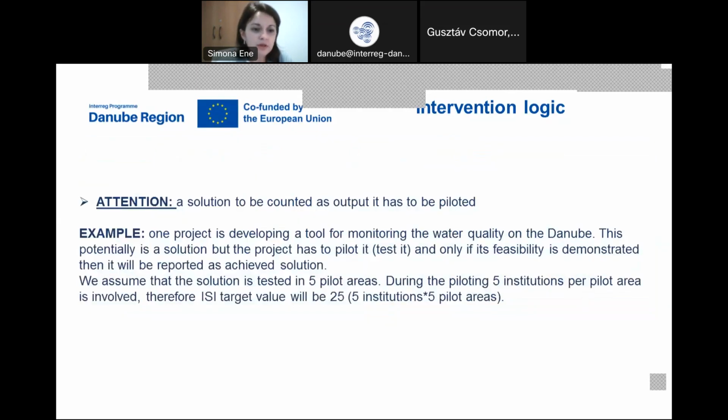For example, one project is developing a tool for monitoring the water quality on the Danube. It's just a hypothetical example. This potentially is a solution, but the project has to pilot it or test it. And only if its feasibility is demonstrated in practice, then it will be reported as achieved solution. For example, we assume that the solution is tested in 5 pilot areas. During the piloting, 5 institutions per pilot area are involved, and therefore the target value of the result indicator, institutions with increased capacity, will be 25, 5 institutions in each of the 5 pilot areas.